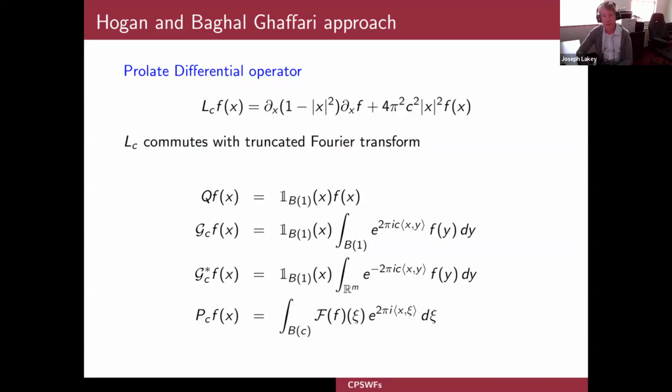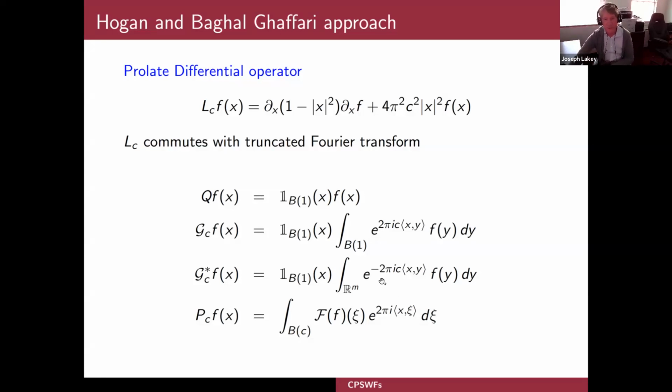So that differential operator commutes with the truncated Fourier transform. And when I say the Fourier transform, I don't mean there are fancy Clifford algebra Fourier transforms, but we're really dealing with the standard Euclidean Fourier transform, but we're integrating Clifford valued functions. So the exponential, you're evaluating it on vectors in R^m. And you're taking the scalar inner product, either the 2 pi i scalar inner product of x and y, but then f of y is a Clifford algebra valued function, right?